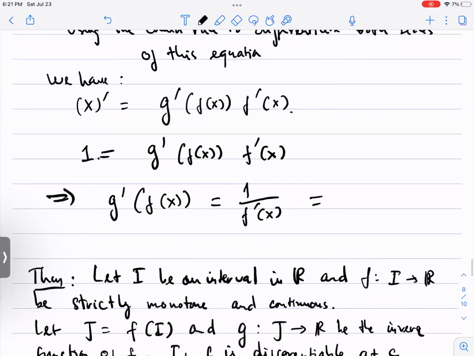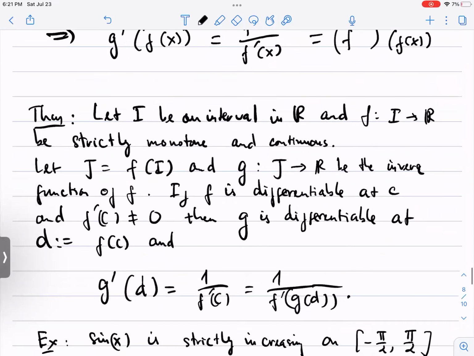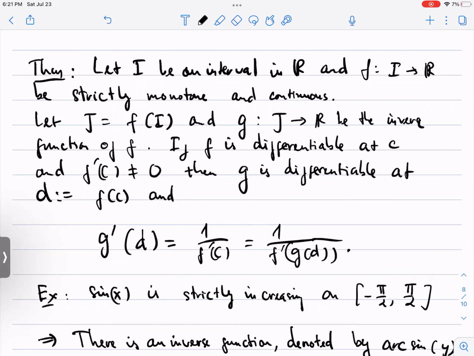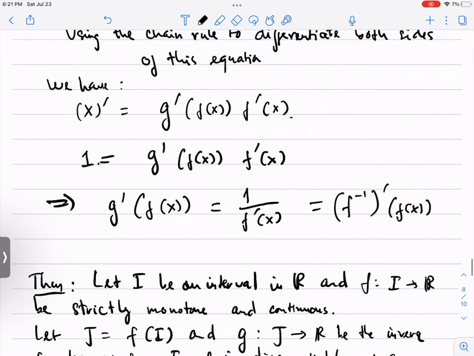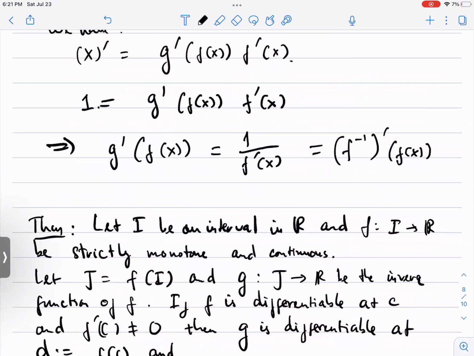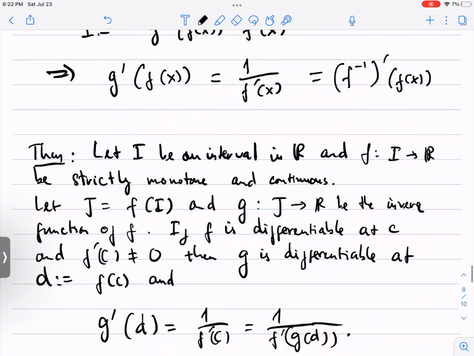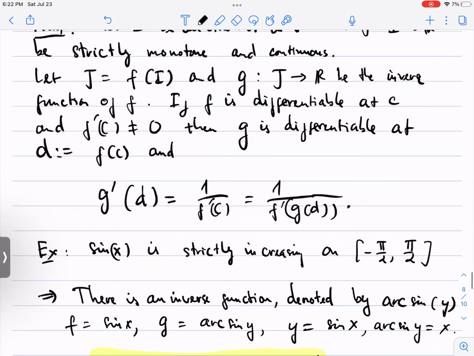And remember, g is just the dummy variable to represent the inverse of the function f. So here we can say that the derivative of the inverse function is equal to 1 over the derivative of the original function. So the theorem here restates that observation in a rigorous way. Remember, in order to carry out this calculation, we need to assume that these functions are differentiable. And so that's why in the theorem here, we have all the necessary additional assumptions.